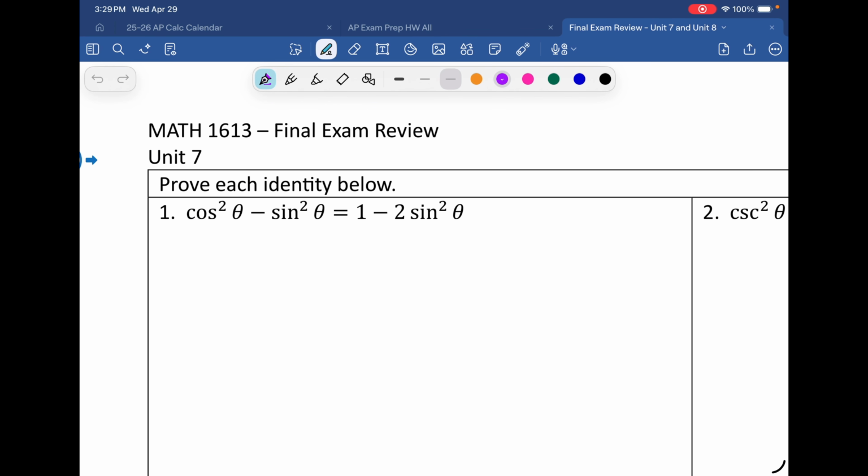All right, so you want to change the more complicated side to the other side. So I want to change this side so it looks like this one, which means this one never changes. That was a big thing when you took this Unit 7 test, is you guys kept trying to change both sides, one side at a time.